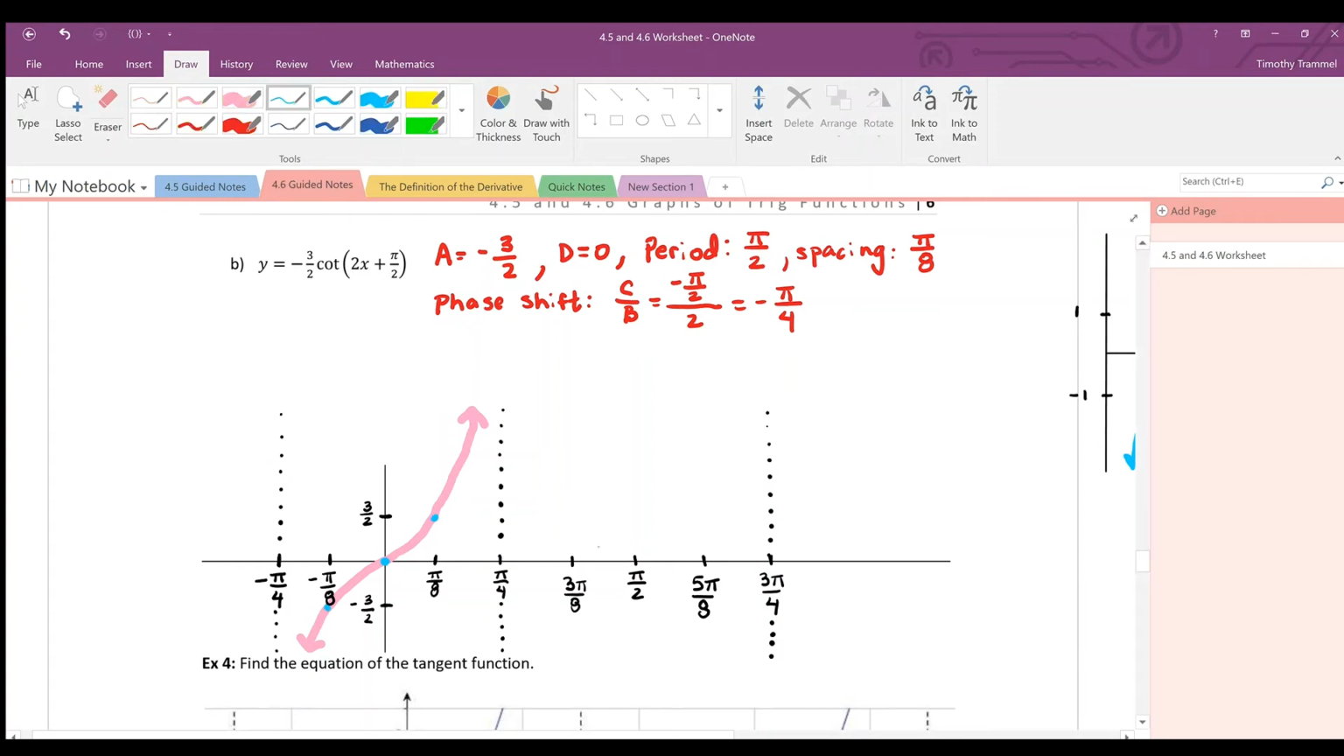All right, and again, directly in between our two asymptotes should be the center of the shape. If D was, say, 1, I would have had to scoot this point up 1 unit. If D was equal to -1, I'd have to scoot it down a unit. But we don't have that vertical shift, so we're right there. And then again, at the next quarter point, we should be up to whatever A was, so that 3/2, or the absolute value of it. And then at 3 pi over 8, we should be down to -3 pi over 2. And then we'll just connect the dots.